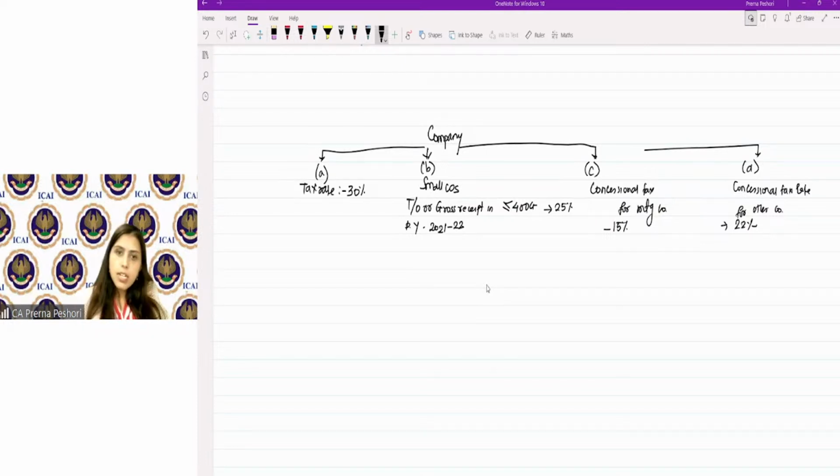Now again, there are certain concessions given. So the concessions are subject to riders. Marginal relief, as I told you, you have done in IPCC: if your income marginally increases, they give you that relief so that you are not subjected to a higher slab rate.